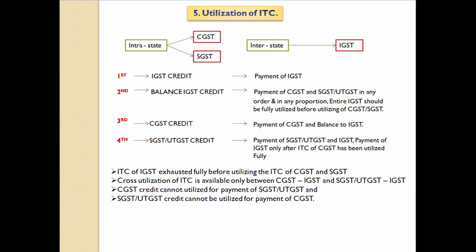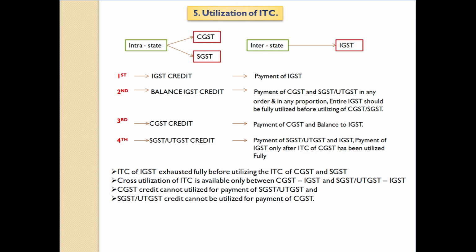Let us move on to the fifth topic, utilization of ITC, which is the most important topic of this chapter. The amount of the ITC in the electronic credit ledger of the registered person shall be utilized in the prescribed manner. Before we discuss it, we know that intrastate supply is levied by the CGST and SGST and interstate supply is charged by the IGST. So let us discuss the utilization of ITC.